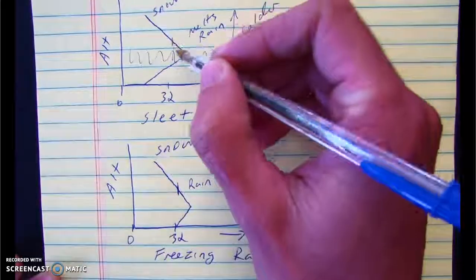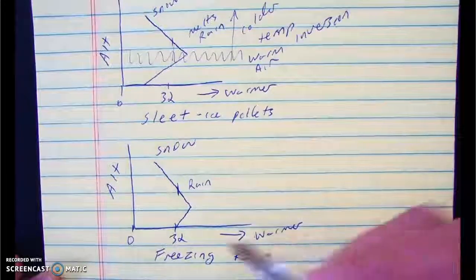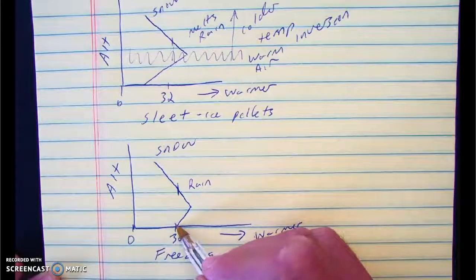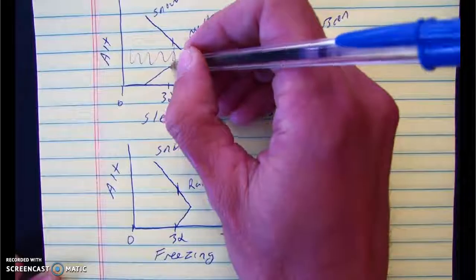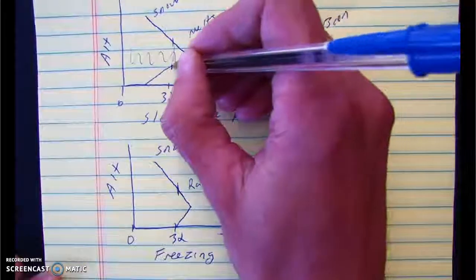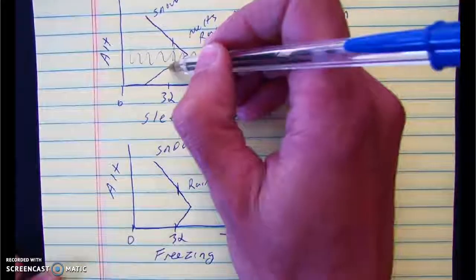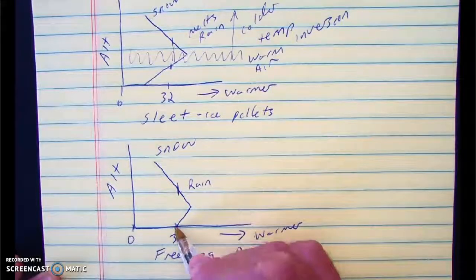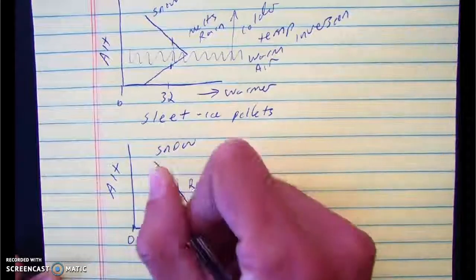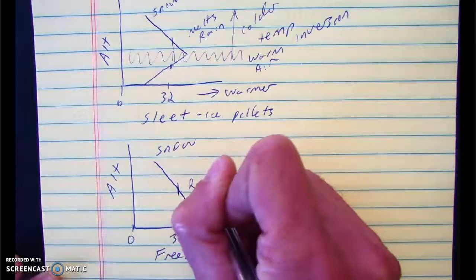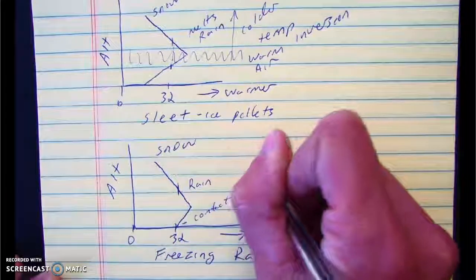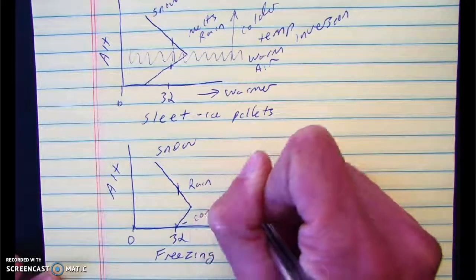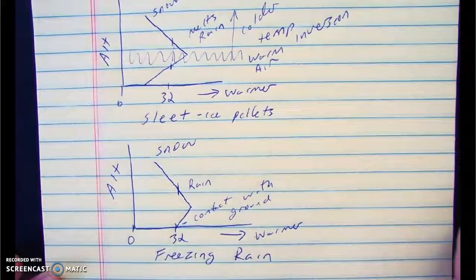So this is a similar situation as sleet, except where it freezes is different. Here, it's crossing into the freezing zone in the atmosphere up above, and we have these water droplets freeze and turn to ice pellets. Here, it doesn't freeze until it makes contact with the ground. So contact with the ground. That's when freezing actually takes place.